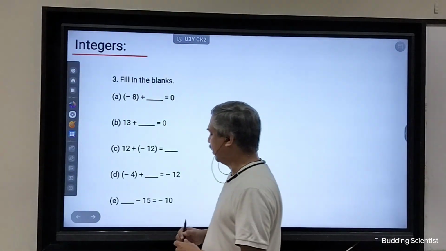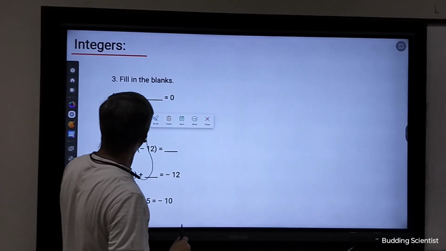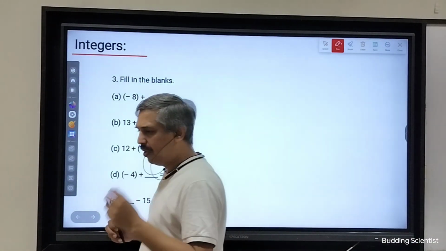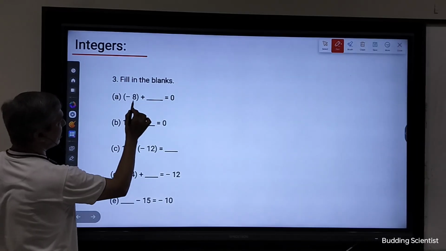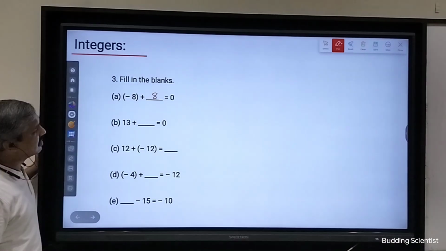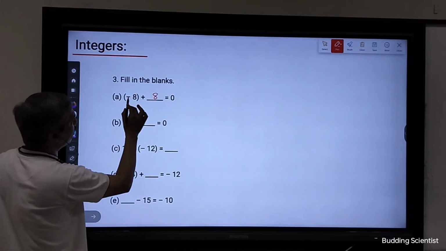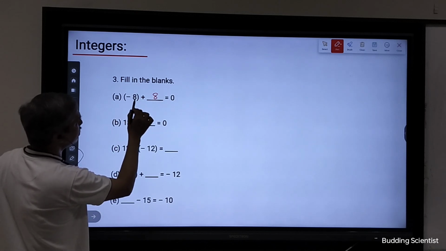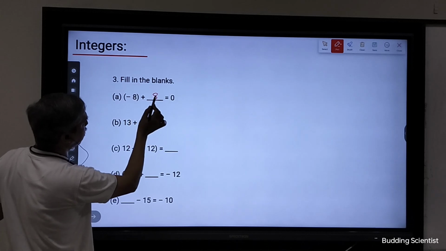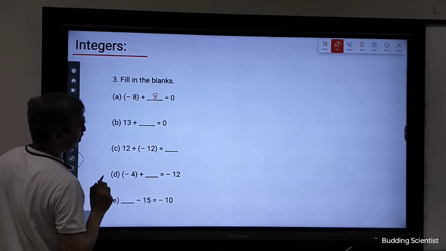Fill in the blanks. These questions are not just to fill in the blanks. These questions are very simple, but they have an important message. This is minus 8. The answer shall be 0 if you add plus 8 to it. Minus 8 plus 8 is 0. Because if the signs are opposite, minus and plus, then from the one number, subtract the second number. Both the numbers are equal, so 8 minus 8 will be 0 and the answer shall come 0.